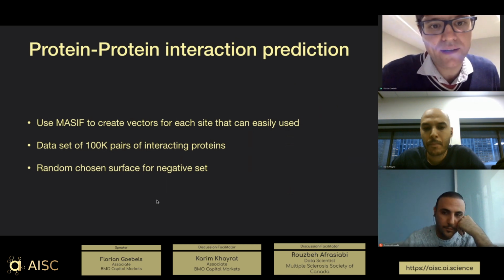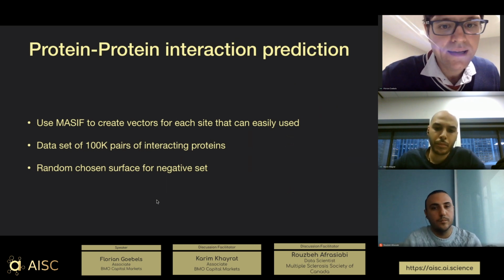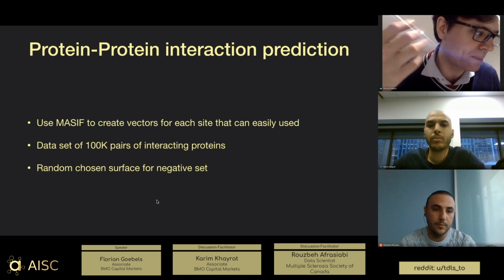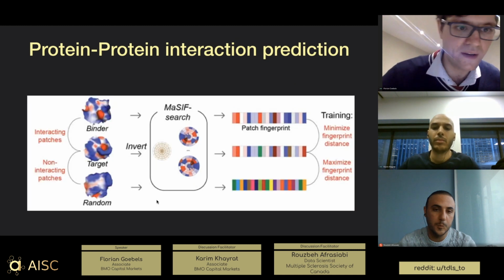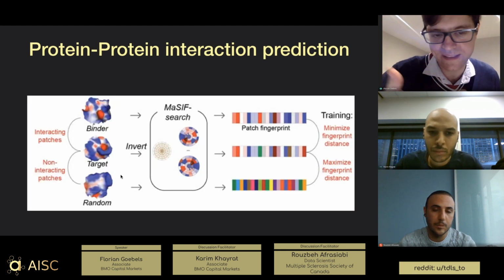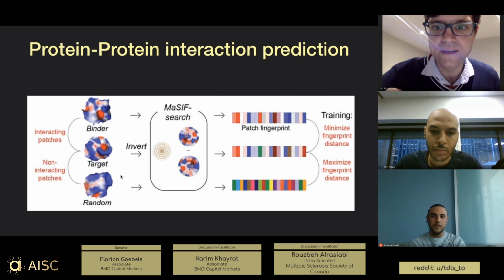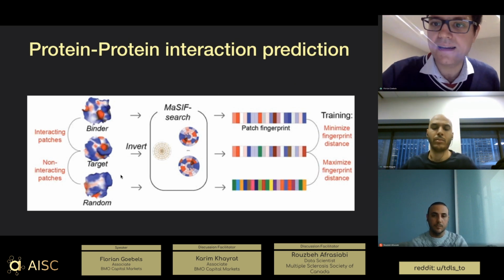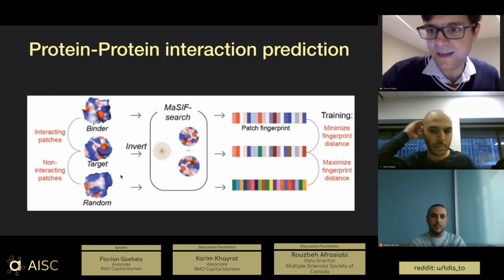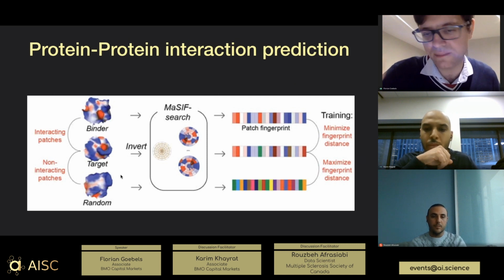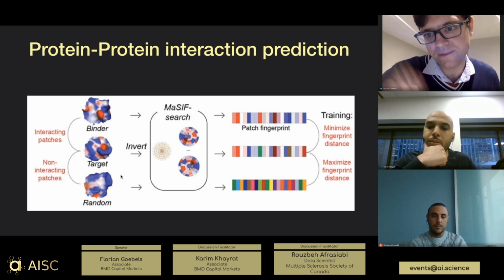So the data set was 100,000 pairs of interacting proteins, and they just randomly choose what they do. They take a pair of interacting proteins and then randomly choose a non-interacting pair, like a site that doesn't interact with either of those two partners, as a negative set. And basically the input is three sites. One is the binding, one is the target, and one is the random. And then they do their embedding, and the goal or the error is to minimize the fingerprint distance between the two interacting ones, between the binding and the target, and maximize the distance between the target and the random.